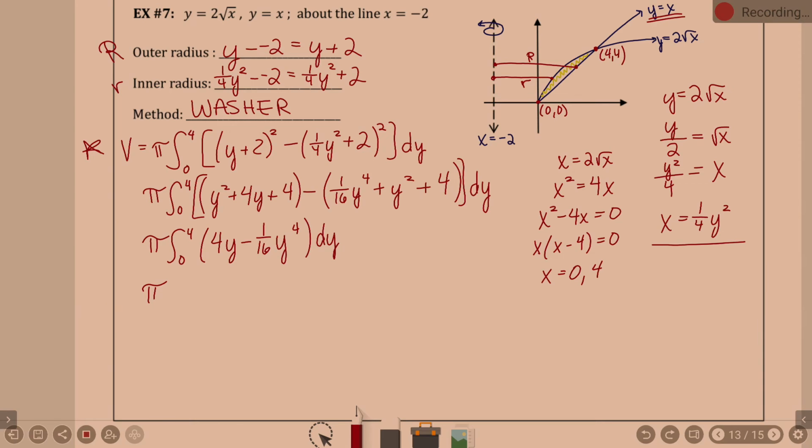Okay. 4y. Tricks. Add 1 to the power, divide. 2y squared minus. Add 1 to the power, y to the 5th. Divide by 5. So now it's 1/5 times 1/16, which is 1/80th. Evaluated from 0 to 4.